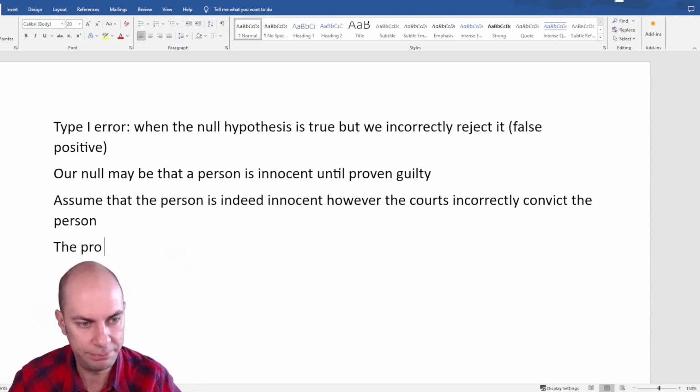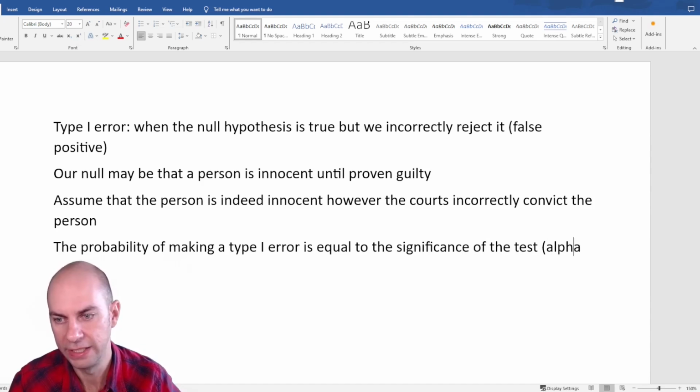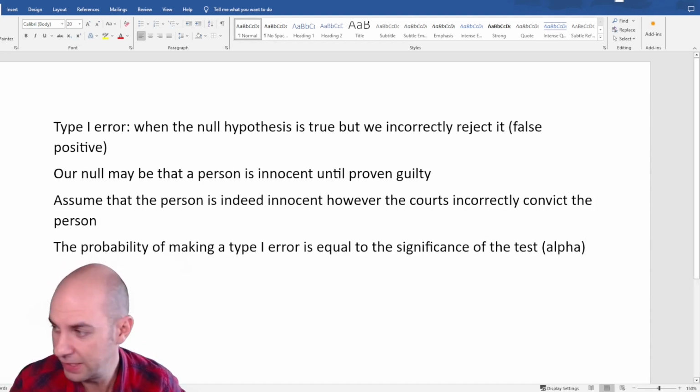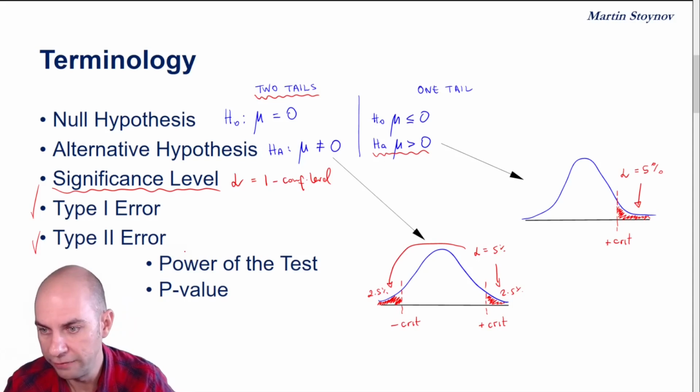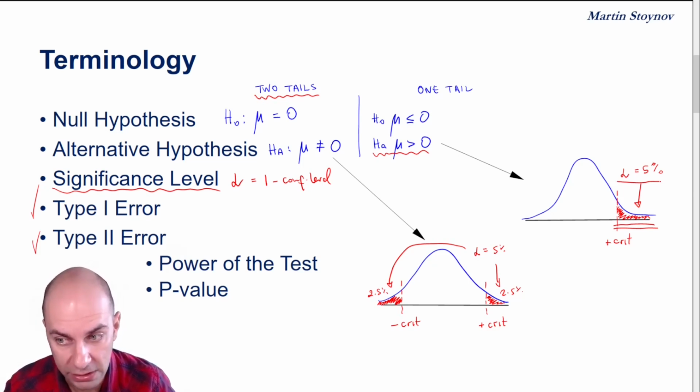The probability of making a type 1 error is equal to the significance of the test, i.e. the alpha. And we can easily see that by observing that we can only reject the null if we are somewhere in the rejection tail, right? And what was the probability of the rejection tail? Well, that was 5%. That was our alpha or significance of the test.